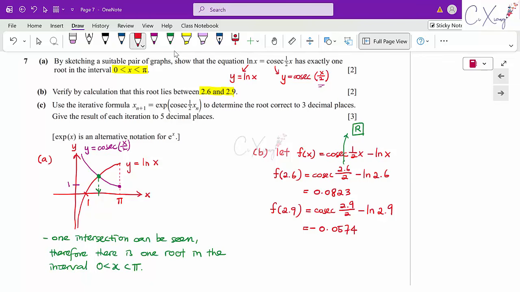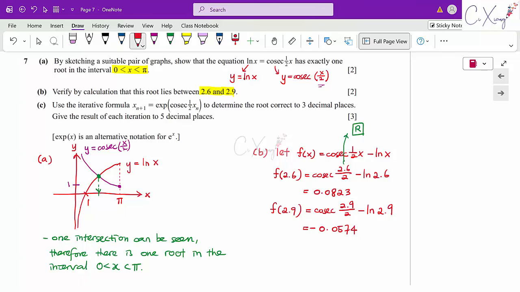Usually, to verify that the root lies between these two given values, I make my equation into a function. Then I substitute the values given. Then usually the sign change can be seen clearly. When we see the sign change, it basically means that the root lies between these two values. You can see that one value is positive and another one is negative. So there's a sign change.